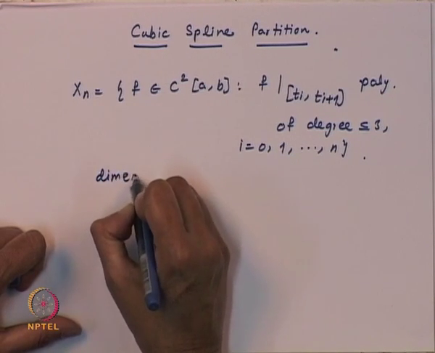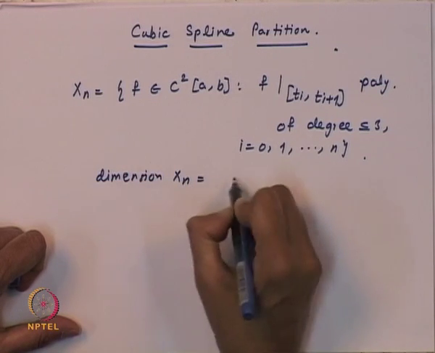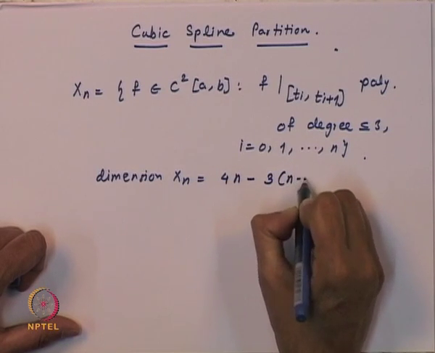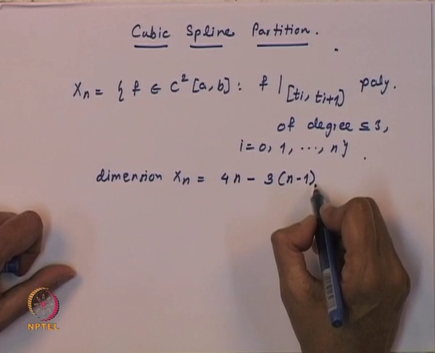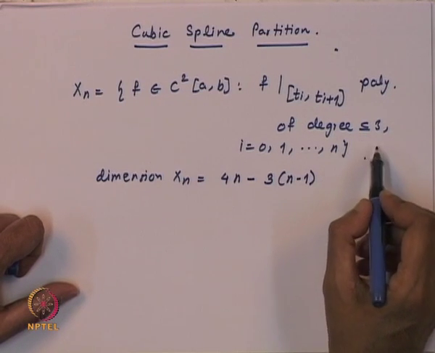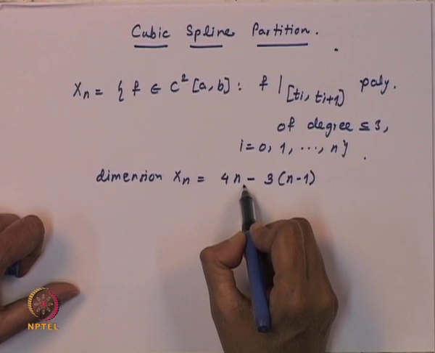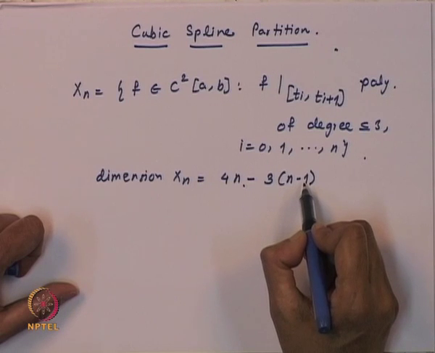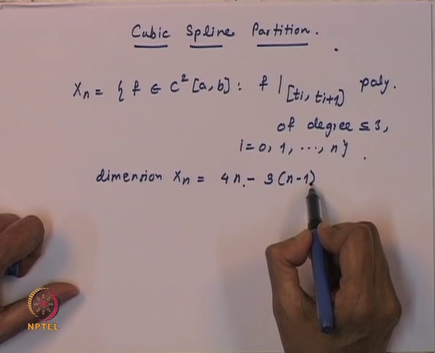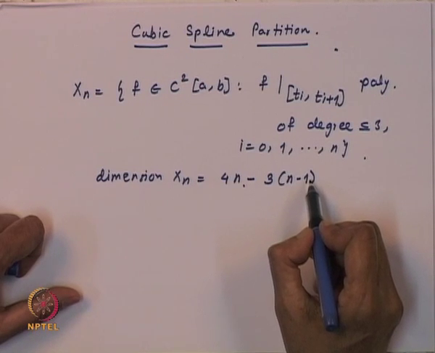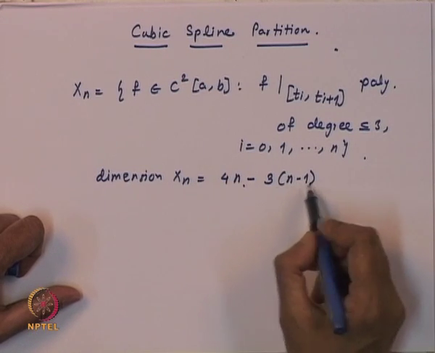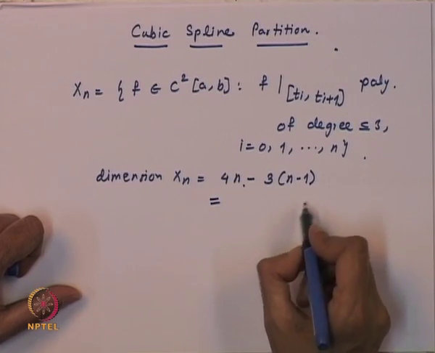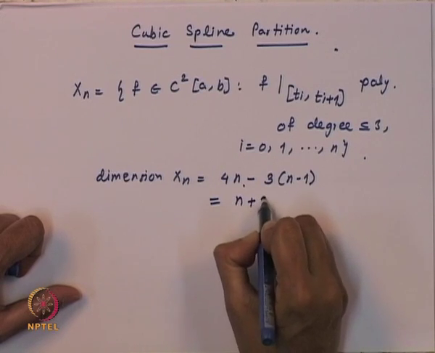The dimension of X n is going to be 4 times n minus 3 times n minus 1. There are n intervals, on each interval a polynomial of degree less than or equal to 3. So, that is why 4 n degrees of freedom, and then at the interior partition points t 1, t 2, up to t n minus 1, we want the function to be 2 times differentiable. So, that is why you have minus 3 into n minus 1. Then that is going to be equal to n plus 3.